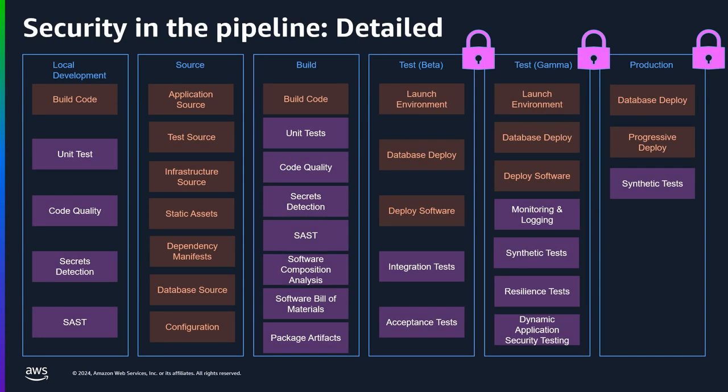Coming to security in the pipeline, as a part of your lifecycle process, there may be various stages that you run through. For the sake of simplicity, we've divided it into the six stages seen on your screen. The first one being local development. As they say, charity begins at home. Same is true for security.